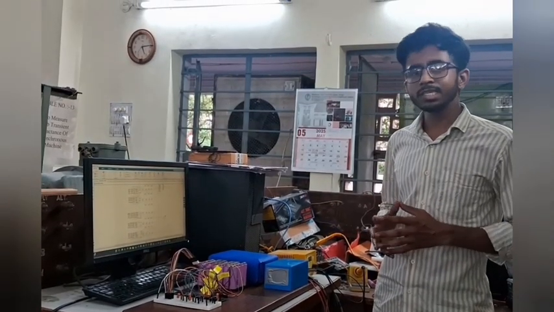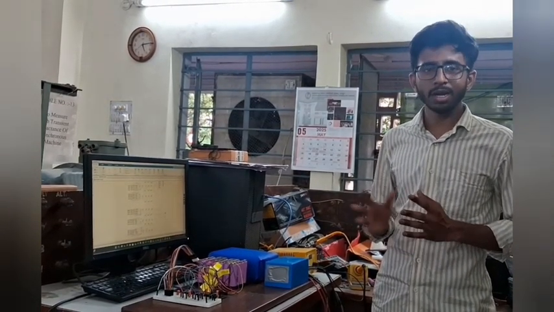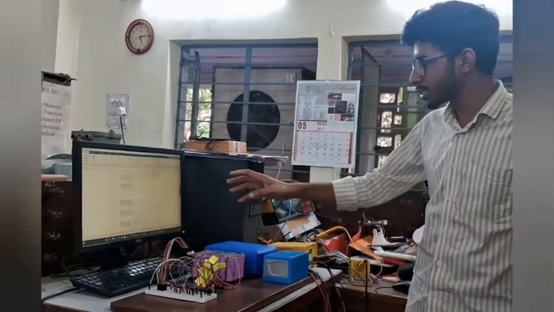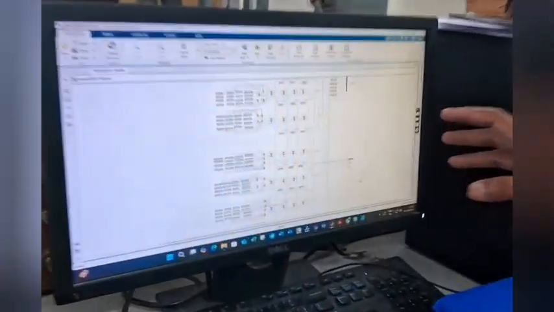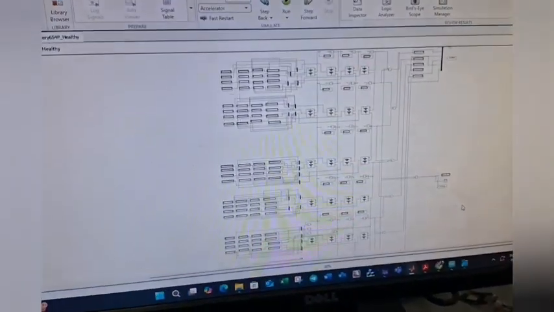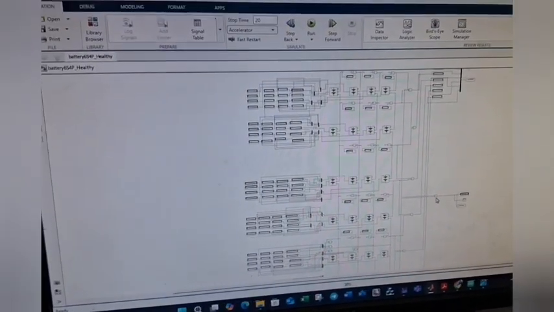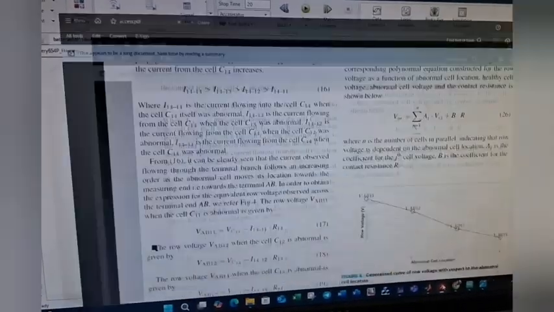We first tested this analytical approach through simulations in the MATLAB environment. As you can see on the screen, we have simulated a 6 series 4 parallel battery pack in MATLAB and some of the results are shown on the screen.